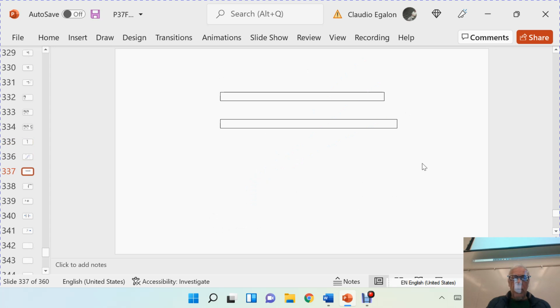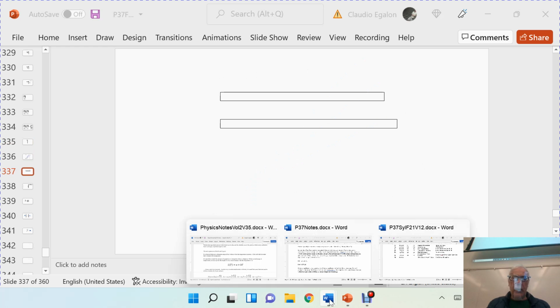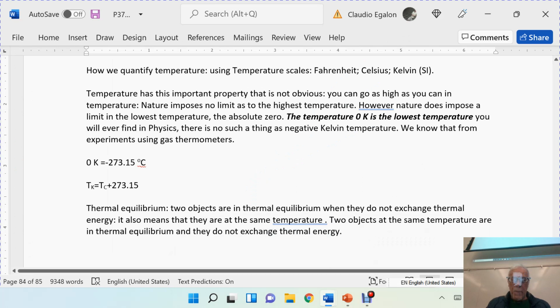Now, what else do you have to know? You have to know about thermal expansion. What do we know about thermal expansion? Here we go. If we're in a vacuum, does that mean it's zero pressure? And does that mean it's very cold?